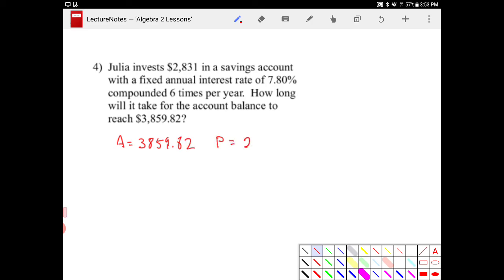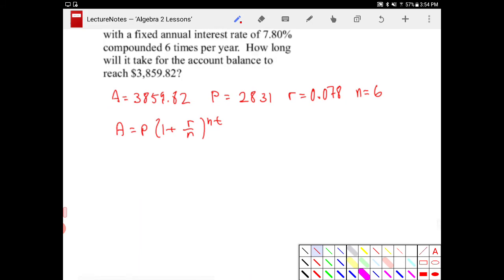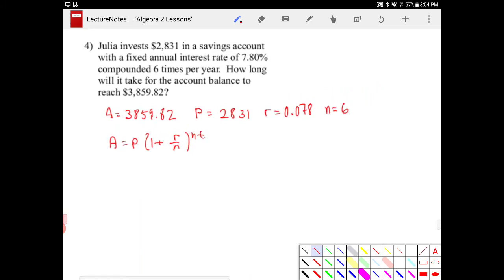P is also given, that's 2831. R is given, and it's appreciating, it's 0.078. And N is also given, is equal to 6. We need to figure out how much time it will take, so we're looking for T. So in the equation, A is equal to P times 1 plus R over N to the NT. We're going to make the appropriate substitution. The only unknown in here is T.